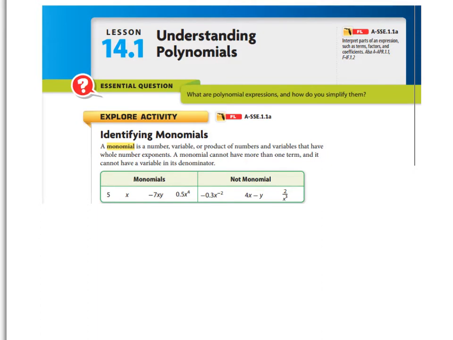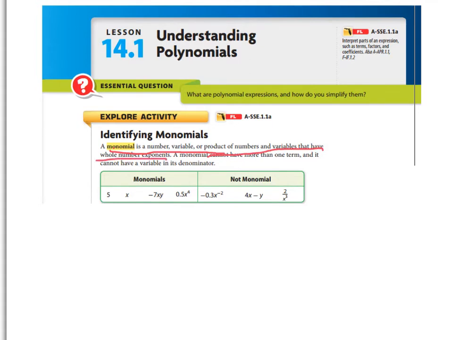We're going to have a lot of interesting vocabulary in this module. The first word is polynomials, so we'll come back to that one. But the first one that we have to identify is what we call a monomial. This is important, so you might want to highlight or underline it. A monomial is a number or a variable or a product of numbers and variables that have whole number exponents.